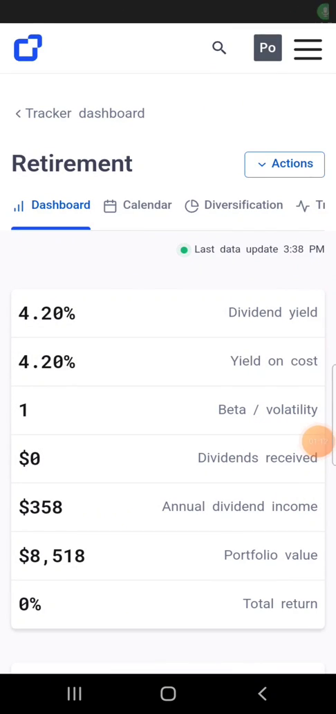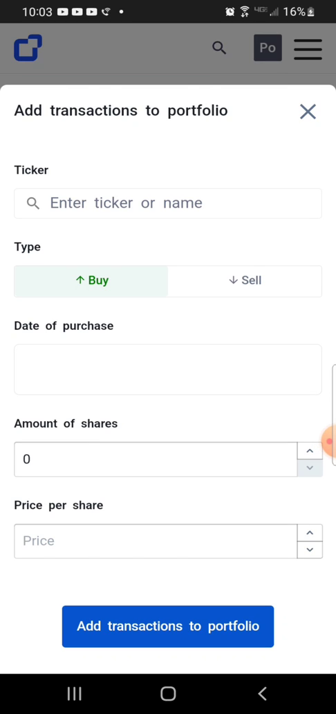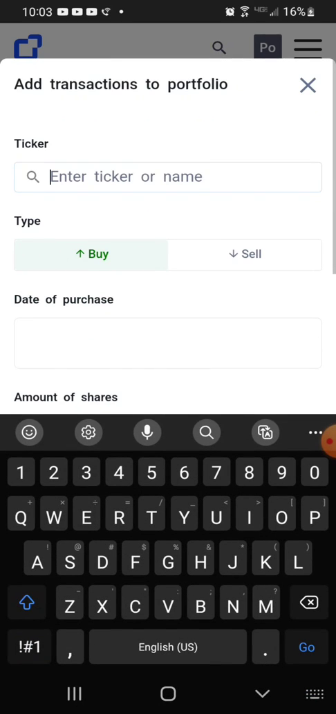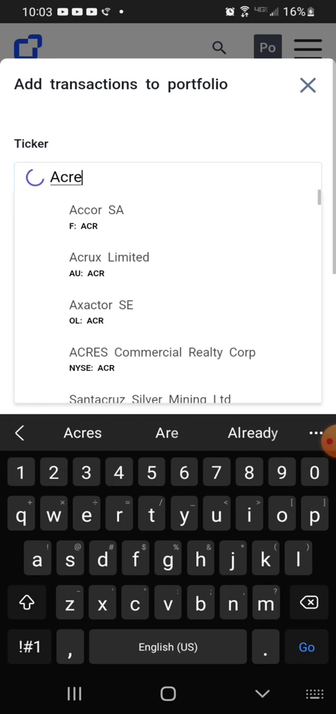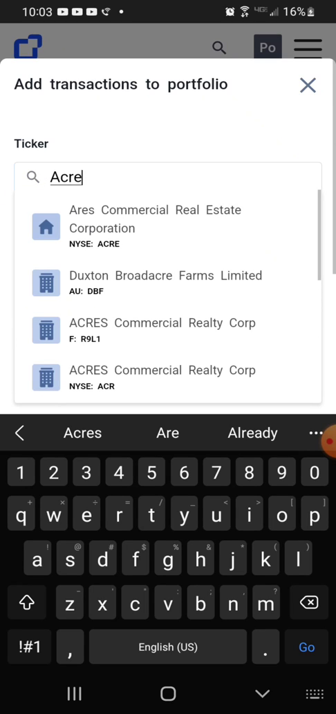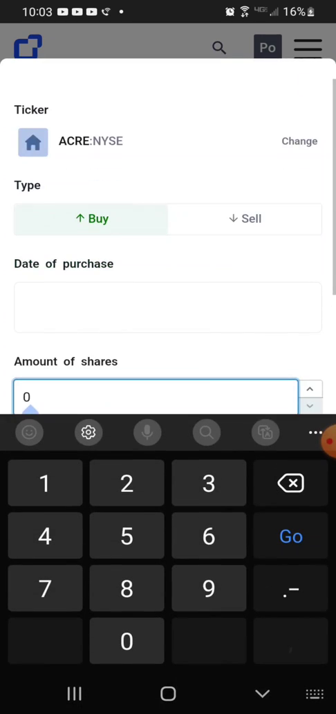And the last REIT that I want to put on your radar. Hopefully you find this beneficial. Like I said, you can check out a lot of these companies. It is Ares Commercial Real Estate, and I have 74.